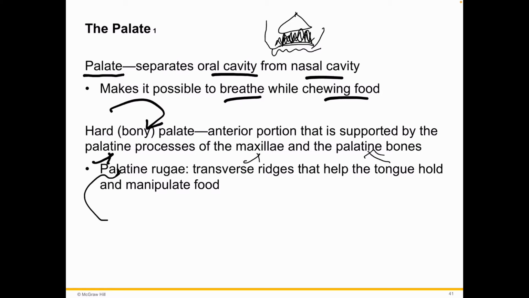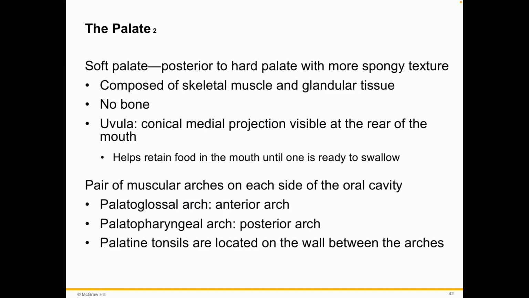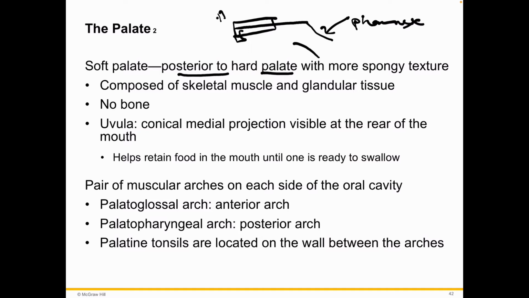The palatine rugae are the transverse ridges that help the tongue hold and manipulate food in the back of the mouth. It's not a great drawing. Anyway, the soft palate is going to be posterior to the hard palate. And then the pharynx is right up here. Here's the teeth. And so up here is going to be the hard palate, and then this will be the soft palate.